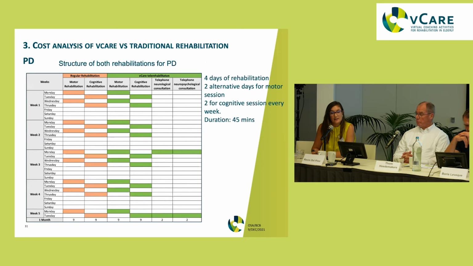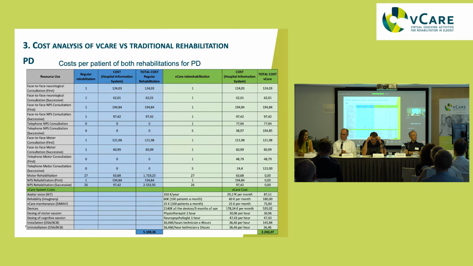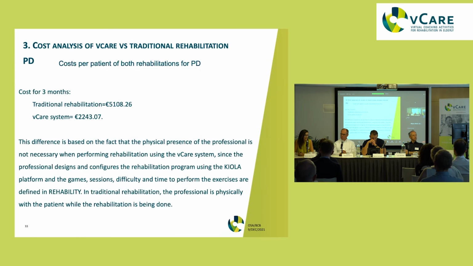This is our structure for Parkinson's. For the rehabilitation, you can see the same structure for both of them. In our case, we perform 4 days of rehabilitation, 2 alternate days for motor session and cognitive session, and the duration was around 45 minutes per session. These are our costs, again. And here is the summary. For us, the traditional rehabilitation will be around 5,000 euros and the vCare system will be around 2,000 euros.